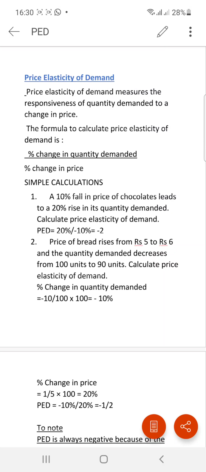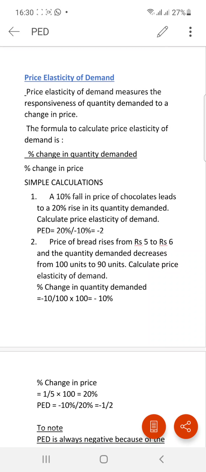What is the definition of price elasticity of demand? Price elasticity of demand measures the responsiveness of quantity demanded to a change in price. That is, price elasticity of demand will show us the extent of the change in demand when there is a change in price. We all know that there is an inverse relationship between price and quantity demanded. When price falls, quantity demanded will increase, and when price rises, quantity demanded will decrease.